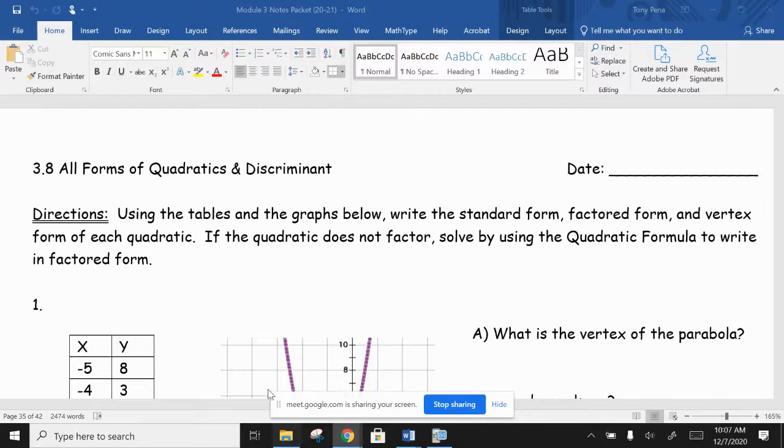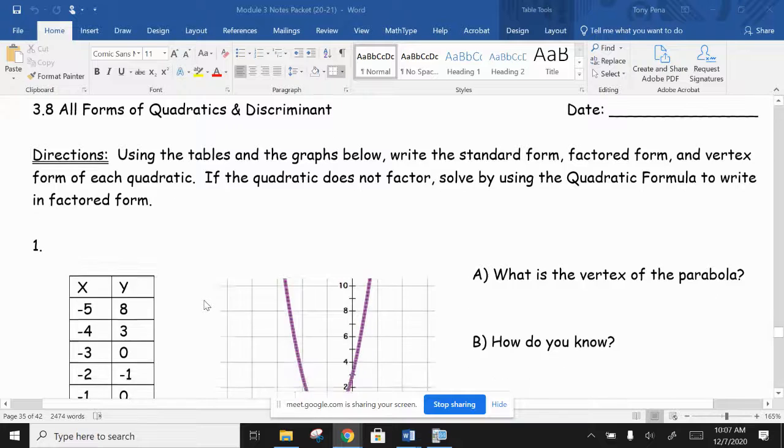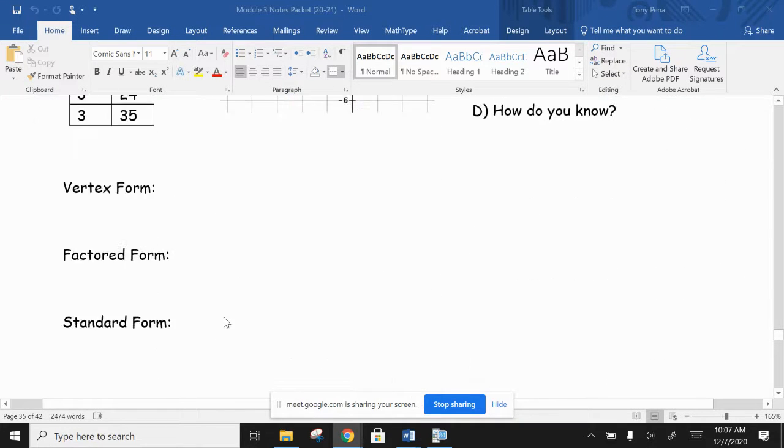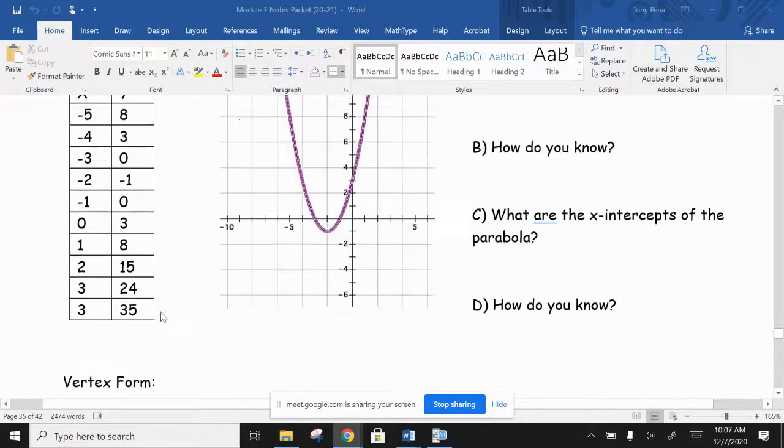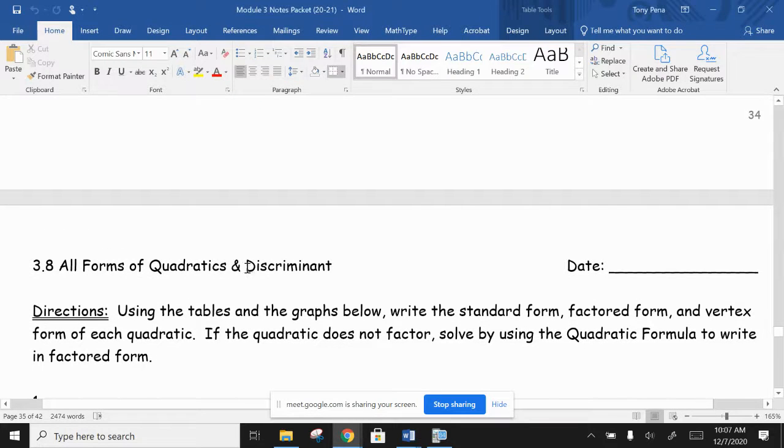All right, thank you. So you'll see at the top here, it says, similar to what we just quizzed on, all forms of quadratics. So you're going to see a table, a graph. It's going to ask you about vertex, standard form, how we can factor, all that good stuff. Then you're also going to see what's called a discriminant.